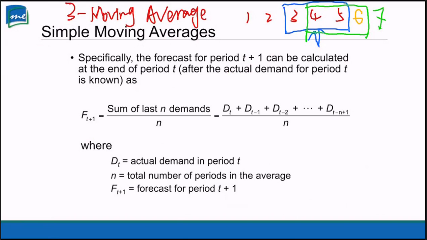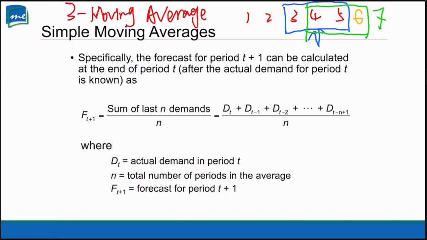This is a general formula here. The D_t here stands for the actual demand in period t, and N here represents the total number of periods in the average. If you choose 3, N equals 3; 4, N equals 4; 2, N equals 2. It depends on how many periods you consider. And F_t+1 indicates the forecast for period t+1.